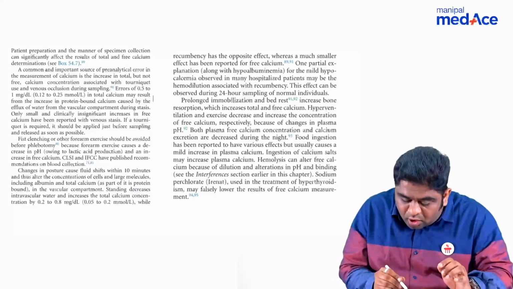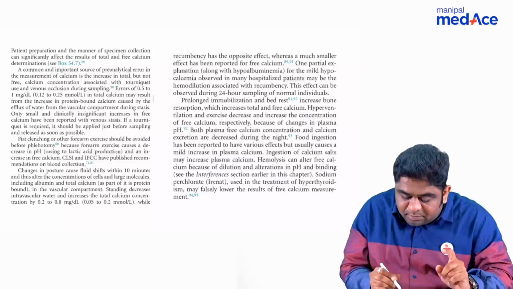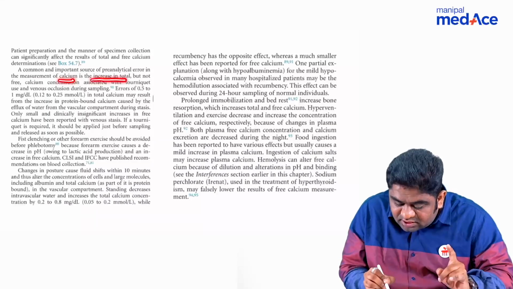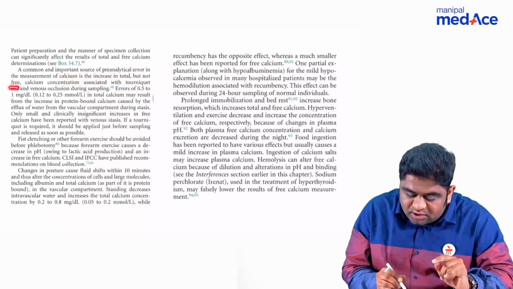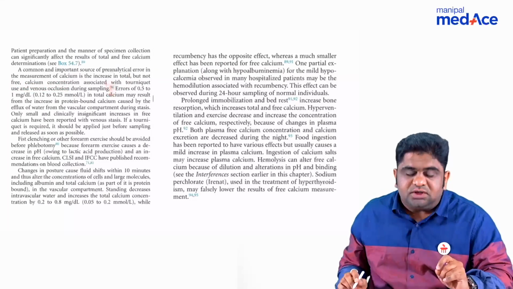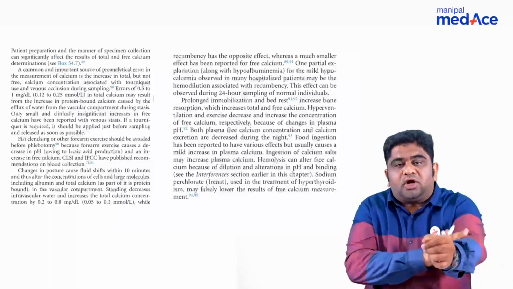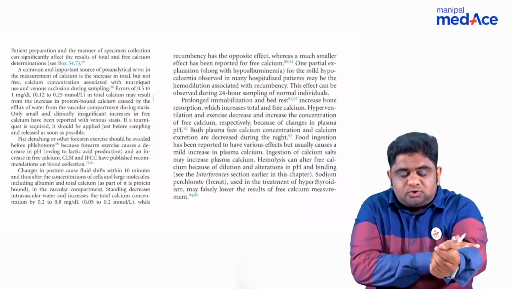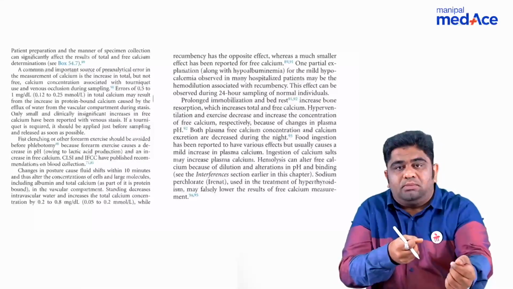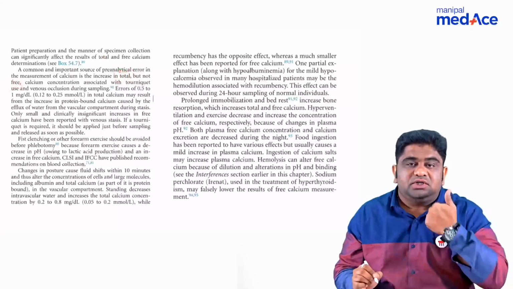Point number one: a common and important source of pre-analytical error in the measurement of calcium is the increase in total but not free calcium concentration whenever there is a tourniquet and venous occlusion during sampling. So whenever you tie a very tight tourniquet and occlude the vein so that the veins bulge, then you draw your blood, it can lead to total but not free calcium concentration increasing.